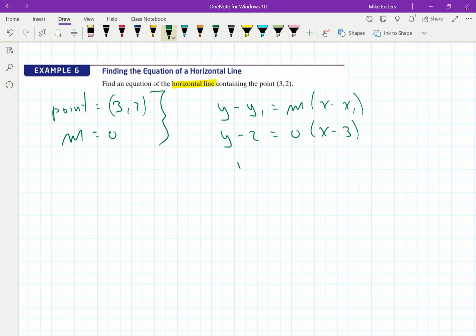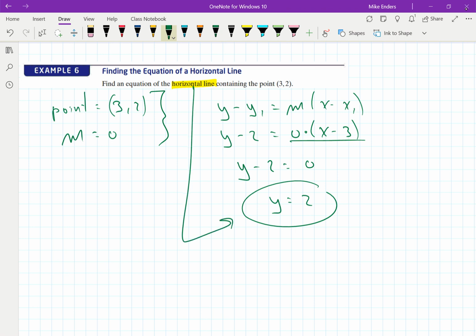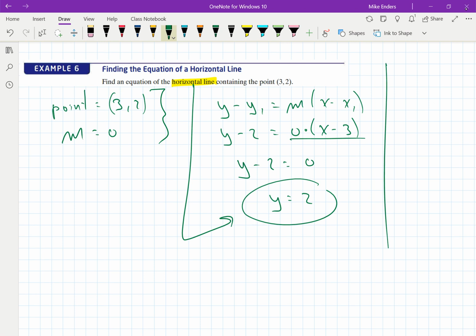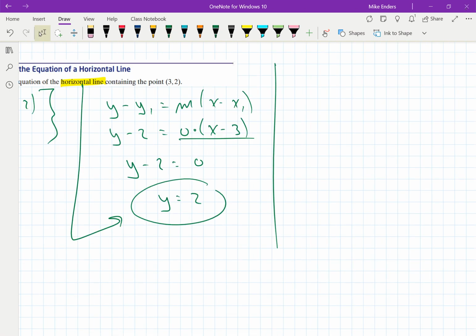I can simplify this. I've got y minus 2 equals, now, 0 multiplied by anything is always 0. So I've got y minus 2 equals 0. That simplifies traditionally to just y equals 2. Anytime we have a horizontal line, it will always be of the format y equals some value. Just like a few minutes ago, we had a vertical line. We can say x equals, I think we had x equals 3 previously.